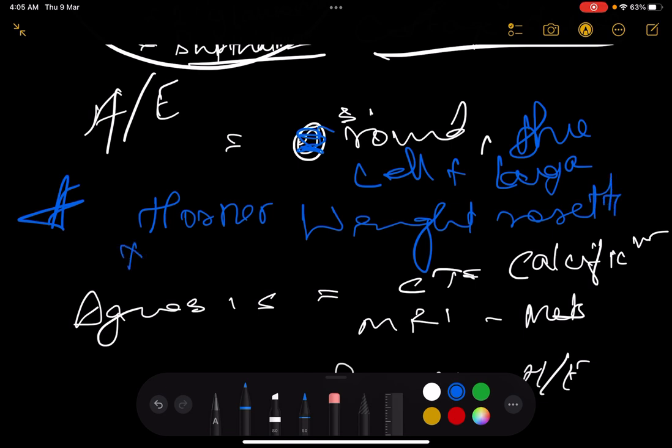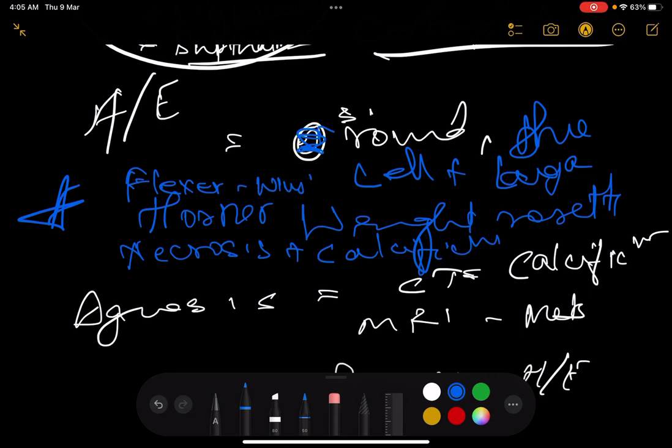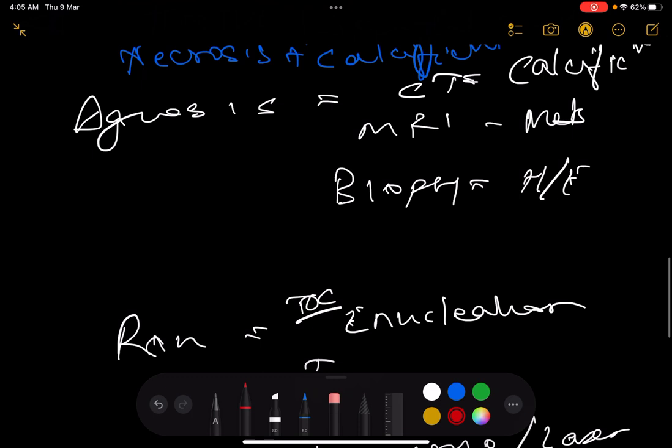Second is the necrosis and calcification, as I've already spoken, as in the endophytic calcification. And very important is the Flexner-Wintersteiner rosette. Homer Wright rosettes are seen in a lot of cases, like medulloblastoma and neuroblastoma, but the Flexner-Wintersteiner rosette is very pathognomonic. So you should remember Flexner-Wintersteiner rosette. All right, that's about the retinoblastoma.